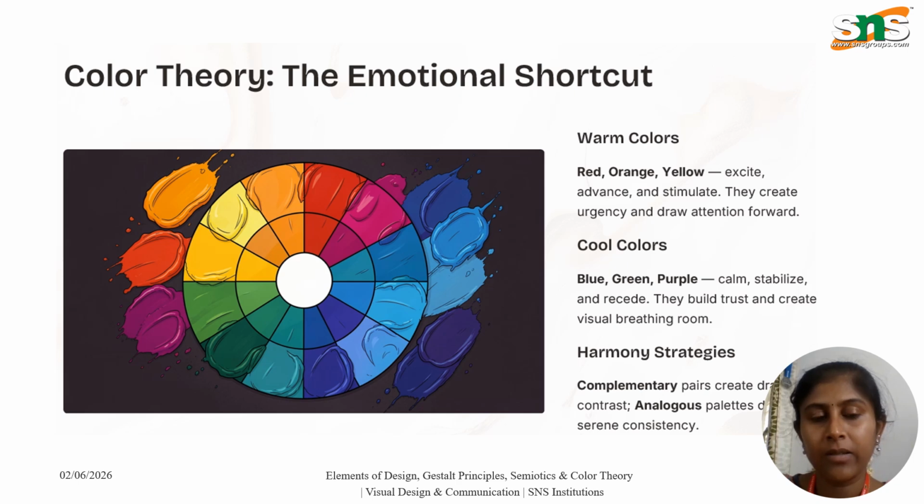And the next comes color theory. Colors have a strong influence on human emotions and behavior. Warm colors such as red, orange, and yellow create feelings of excitement, energy, and enthusiasm. Cool colors like blue, green, and purple create feelings of calmness, trust, and professionalism. Another important concept is color harmony, where colors are selected in combinations that look visually balanced and pleasing. Designers carefully choose colors because they influence how people feel about a product, a brand, or a message.